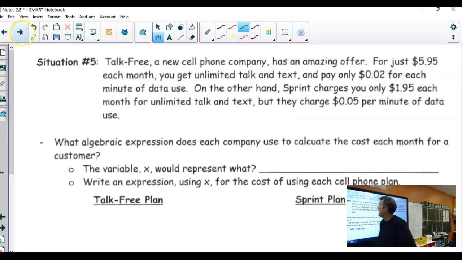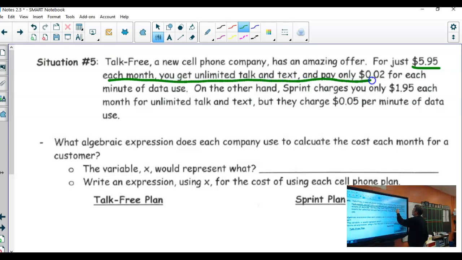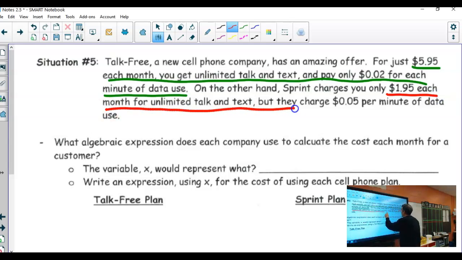Last one. Bam. All right, this is a real situation. Talk Free, a new cell phone company, has an amazing offer. For just $5.95 each month, you get unlimited talk and text and pay only 2 cents for each minute of data use. That's pretty good. On the other hand, Sprint charges you only $1.95 each month for unlimited talk and text, but they charge you 5 cents per minute of data use.